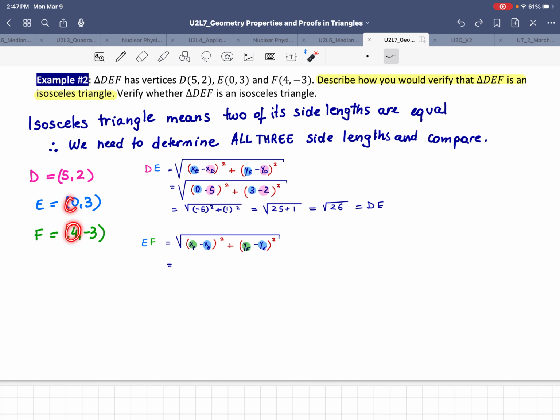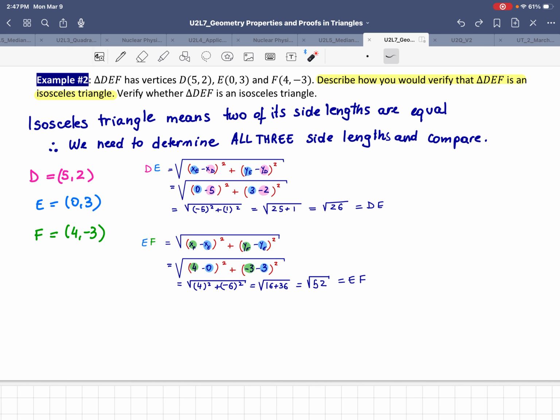So 4 minus 0 squared. And then plus negative 3 minus 3 squared. Now simplify. Always remember that this is still inside the brackets to the power of 2. So 4 squared, and negative 6 to the power of 2. Simplify and we get 16 plus 36. And that will give the square root of 52. That would be the length of EF.